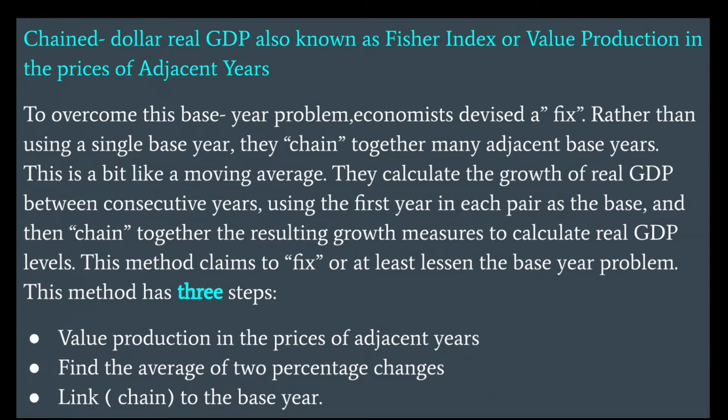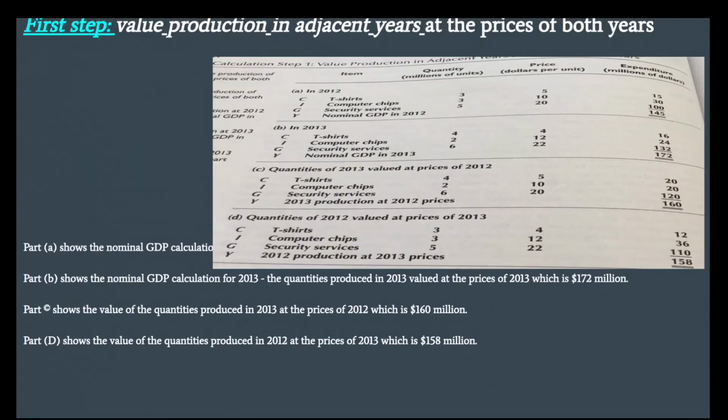This method has 3 steps: value production in adjacent years at the prices of both years, find the average of the two percentage changes, and link or chain to the base year. First step, value production in adjacent years at the prices of both years. Part A shows the nominal GDP calculation for 2012, that is the quantity produced in 2012 valued at the prices of 2012, which is $145 million.